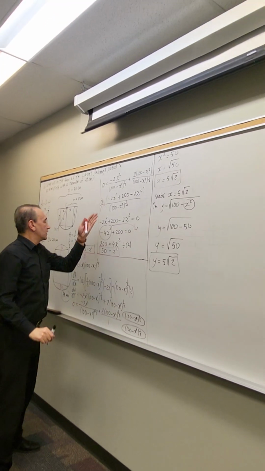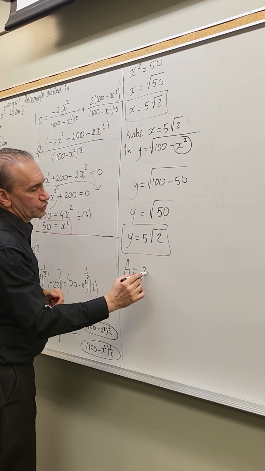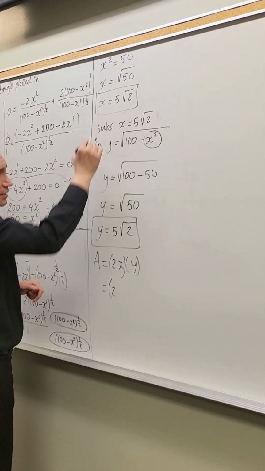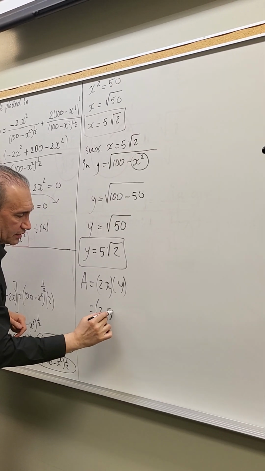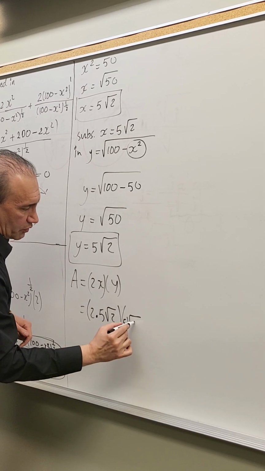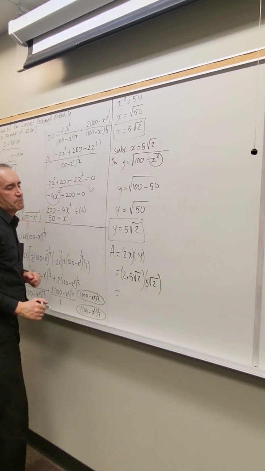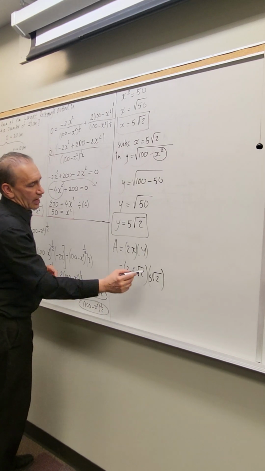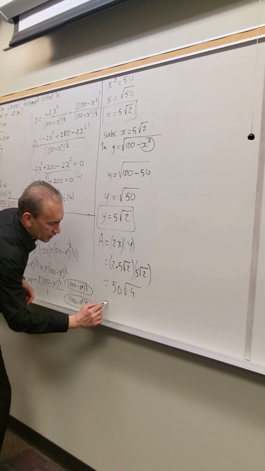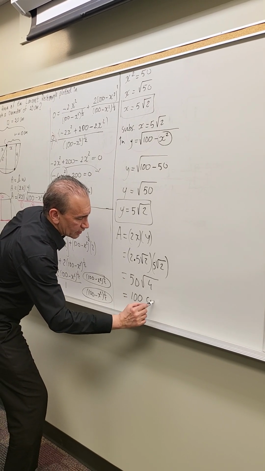Now we are going back to the area of the rectangle, and we said that the area of the rectangle is equal to 2x times y. And we have 2 times x was 5 square root of 2, and this y was also 5 square root of 2. So we are going to multiply everything together. This is going to be 2 times 5 is 10, times 5 is 50, and square root of 2 times square root of 2 is going to be the square root of 4. So the area is going to be 50 times 2, which is going to be 100 centimeter squared.